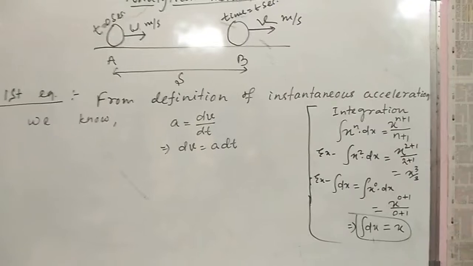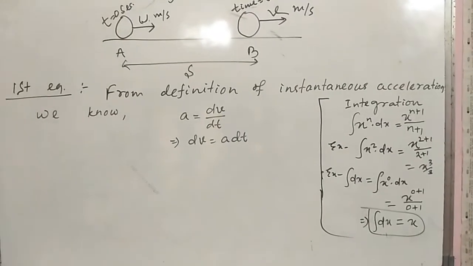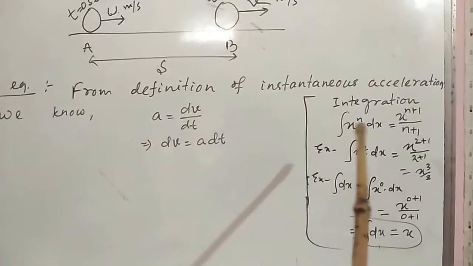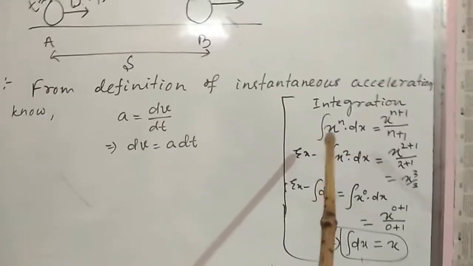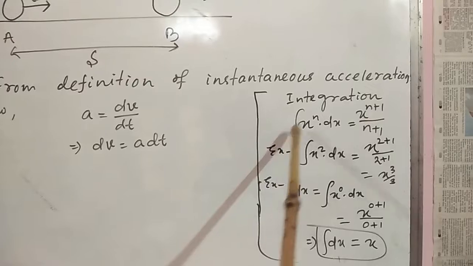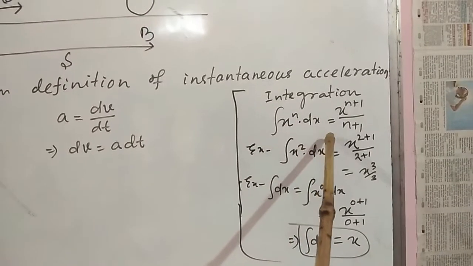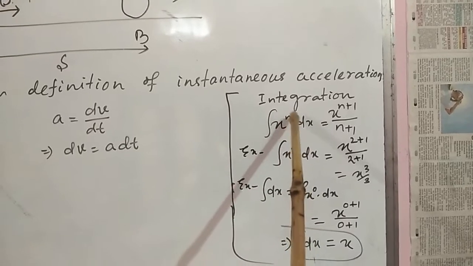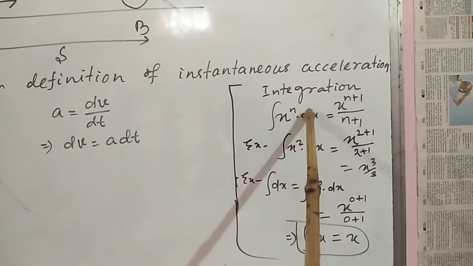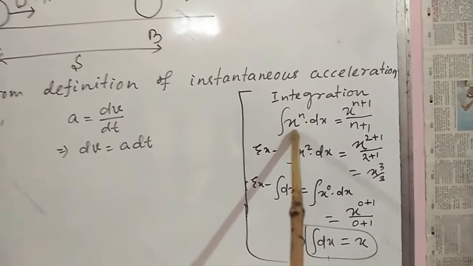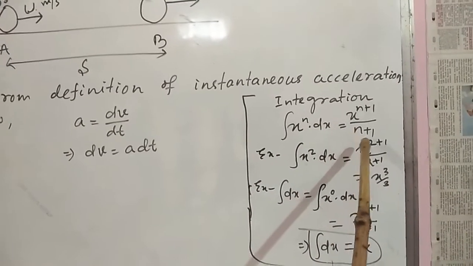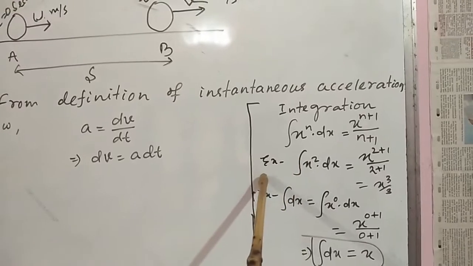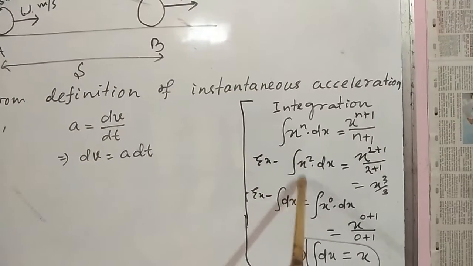For the first equation, we can go through the definition of instantaneous acceleration, a equal to dv by dt. So dv equal to a dt. Now here we have to know about integration. What is integration? The opposite of derivative. The integration of x to the power n dx equals x to the power n plus 1 by n plus 1. In a derivative, the power is multiplied and then subtracted by 1. But here the power is increased by 1 and divided by the new power.